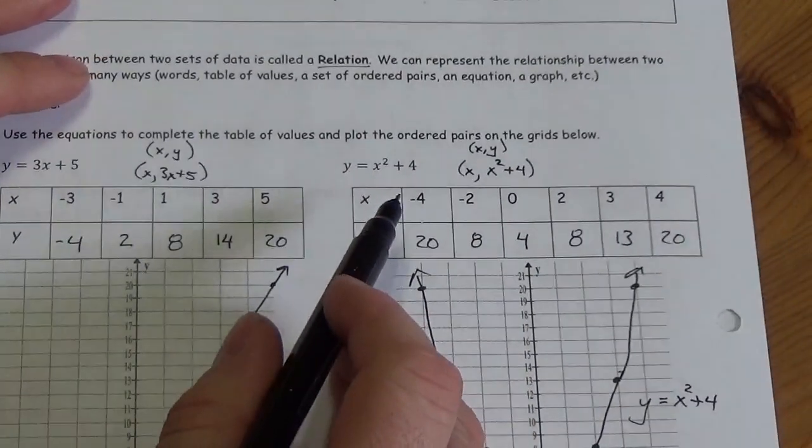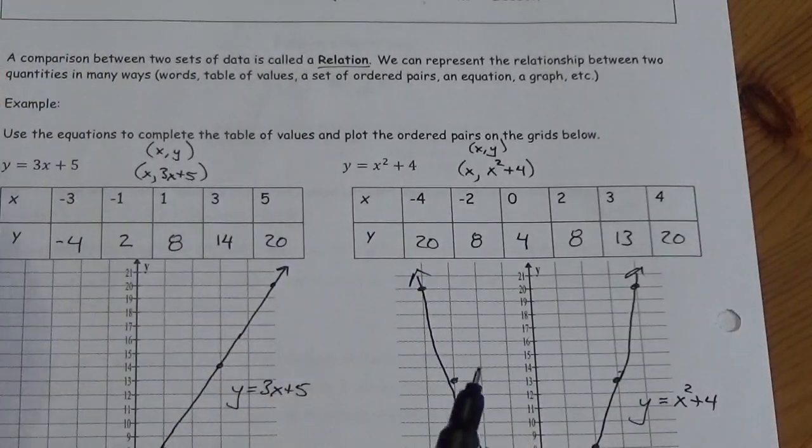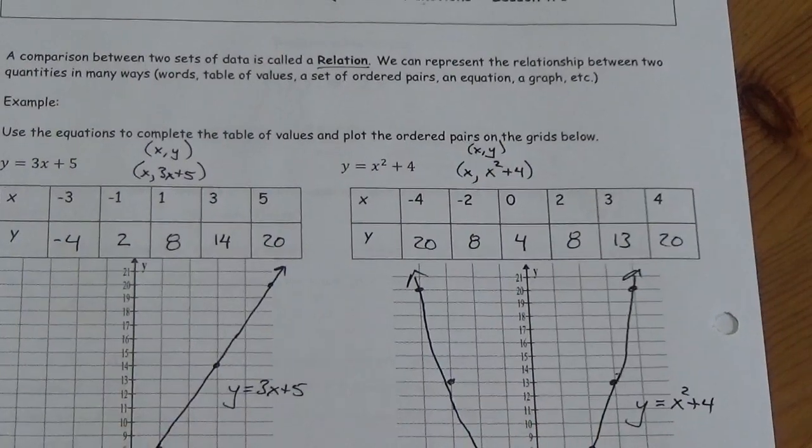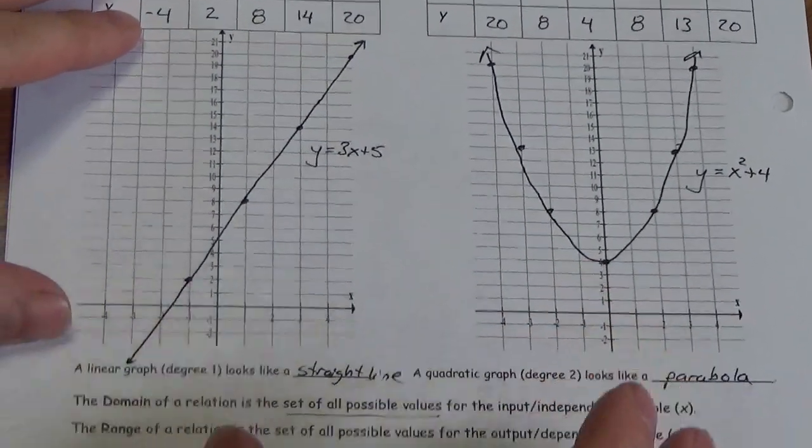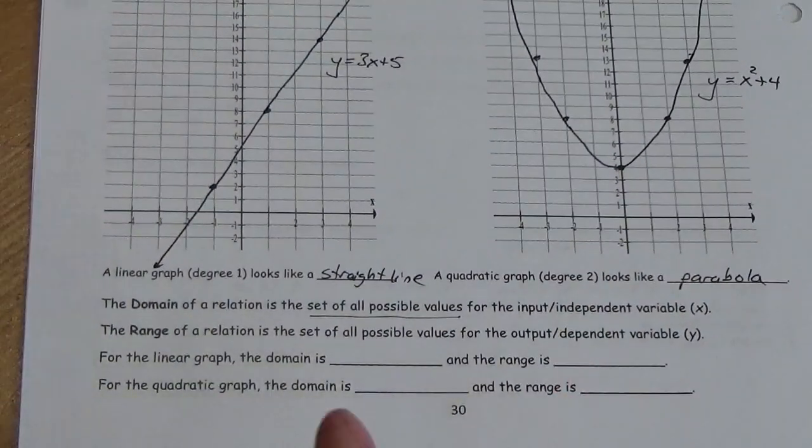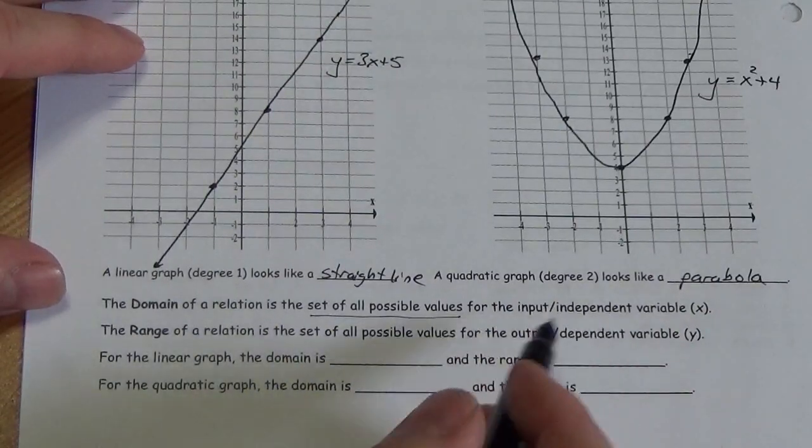Same thing with x squared plus 4. Are there any values that I'm restricted from using here? Because if I am, that's important. That's an interesting property of that graph here. So that's about the input value, or the independent variable.